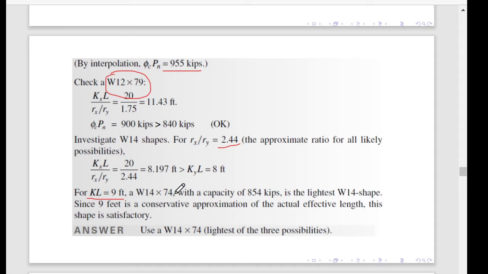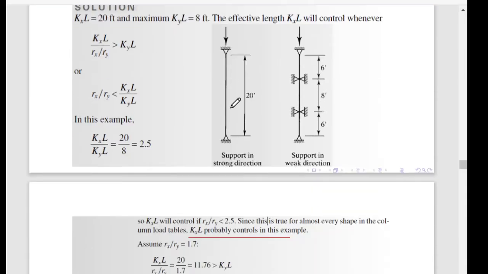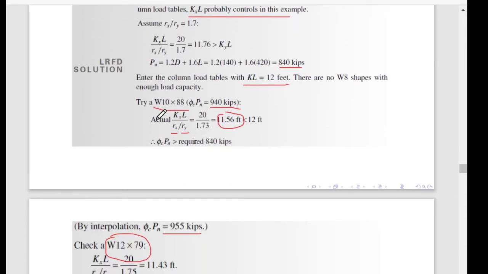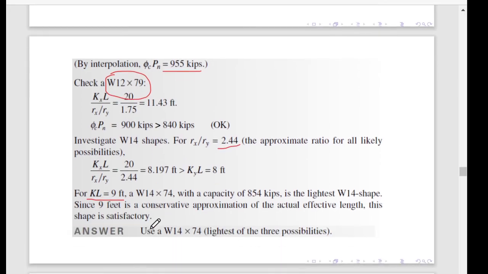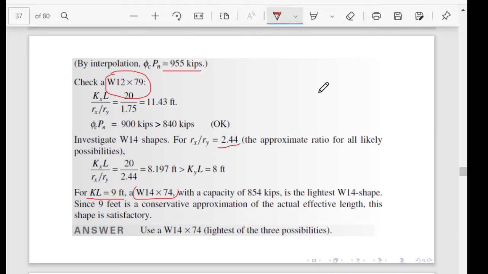So W14 by 74 with a capacity of 854 kilopounds is the lightest W14 shape. Since 9 feet is a conservative approximation of the actual effective length, this shape is satisfactory. Among those shapes we selected earlier, first is the W10 by 88, W12 by 79, and W14 by 74. This W14 by 74 is the lightest of the shapes that we investigated. So this is the answer: W14 by 74.